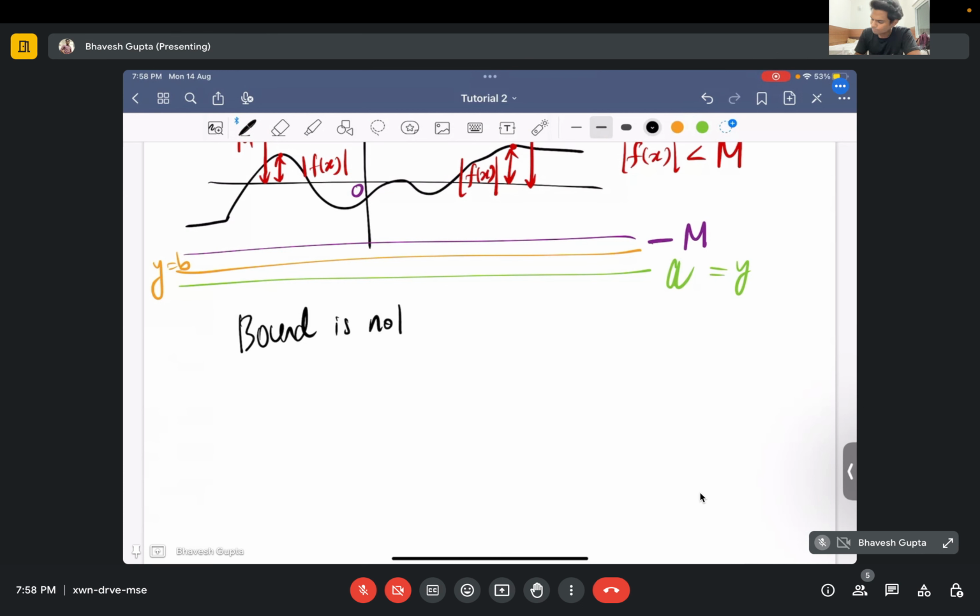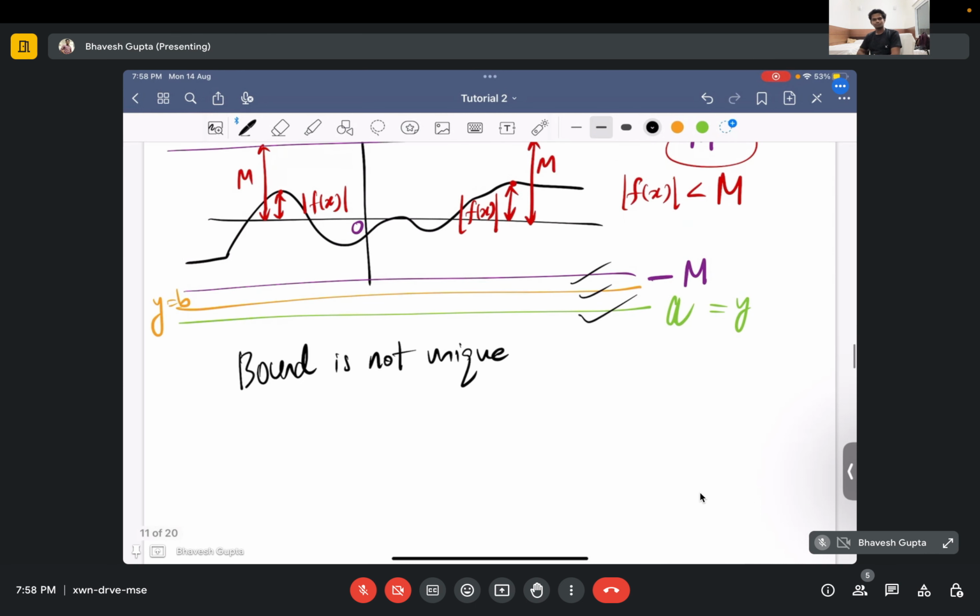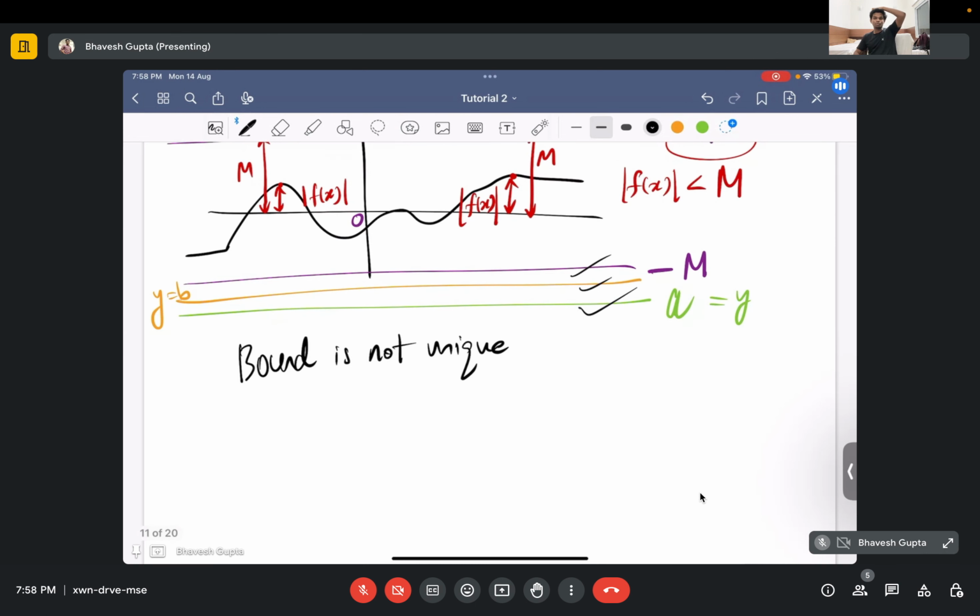Bound is not unique, because all three of them act as a bound. All three of them can be seen as a bound to this function. But we want something which is unique and more useful, because you are not interested in this orange and this green, right? Even though they are bounds, you are not much interested.